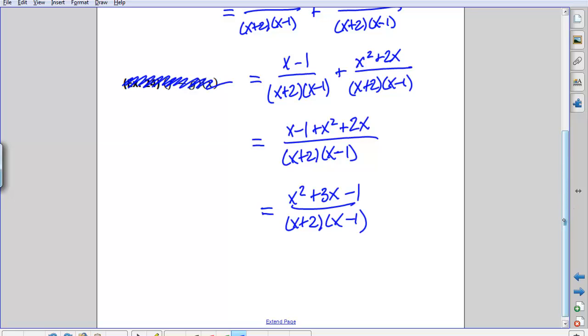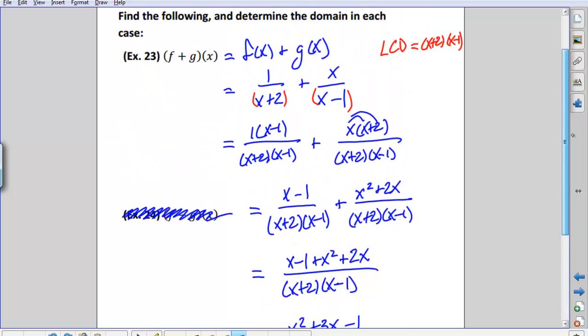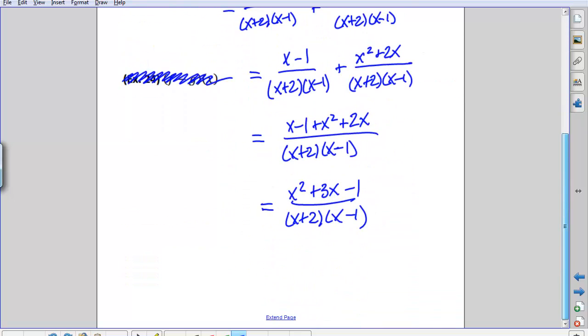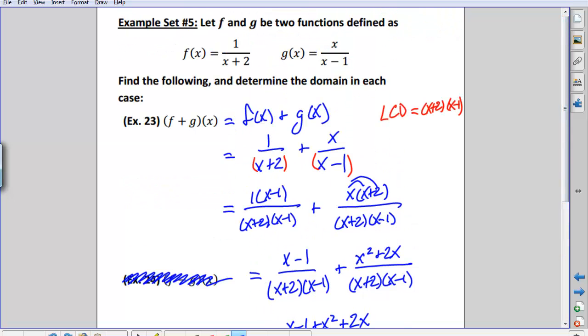So let's think about the domain of this new function. I started with these two functions, f and g, and then I put them together to get this new function. Because I'm using f and g to build a new function, any value of x that breaks one of those original two functions is also going to break the new function. So when we talk about the domain of f plus g of x, we need to go back to the original two functions and figure out what x values didn't work.